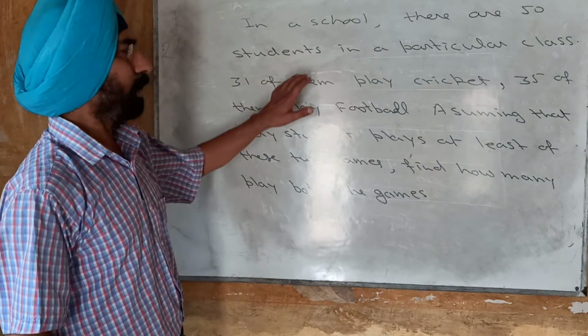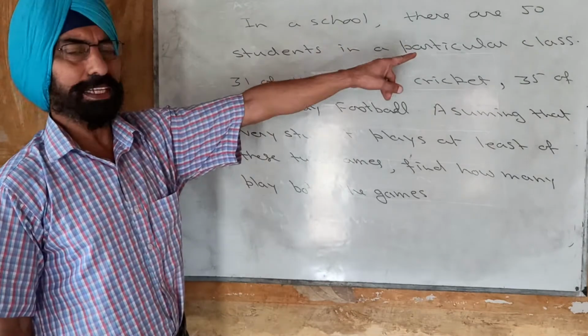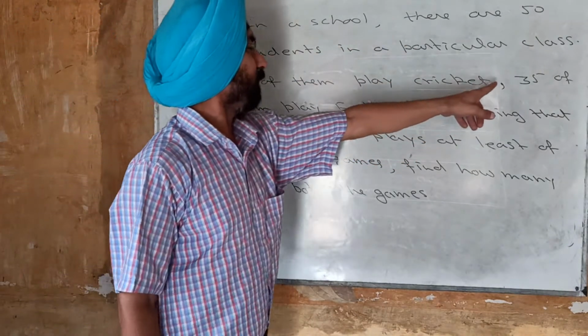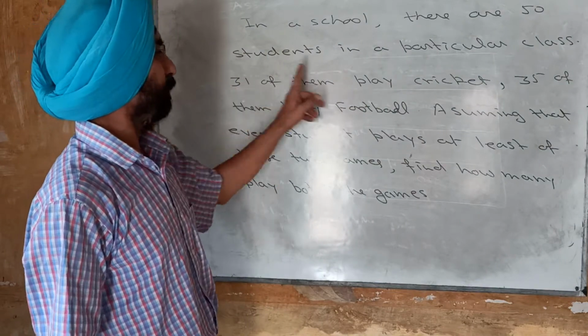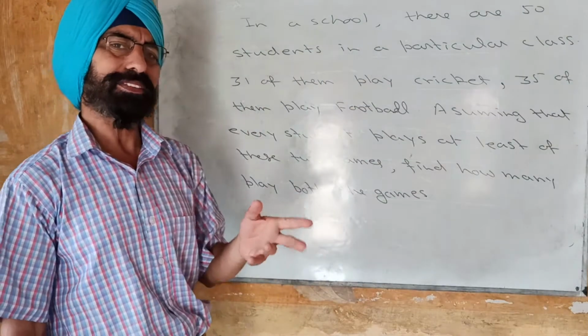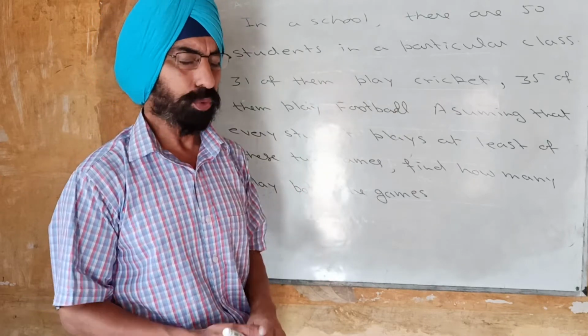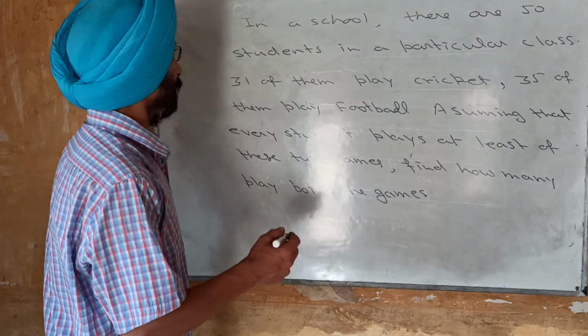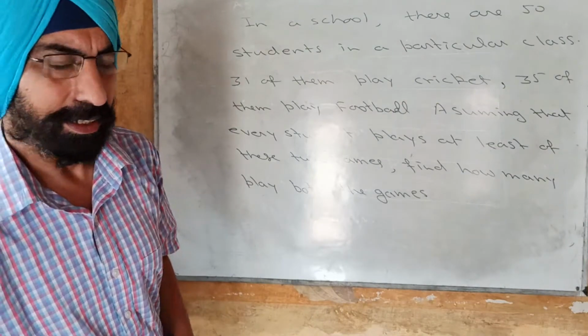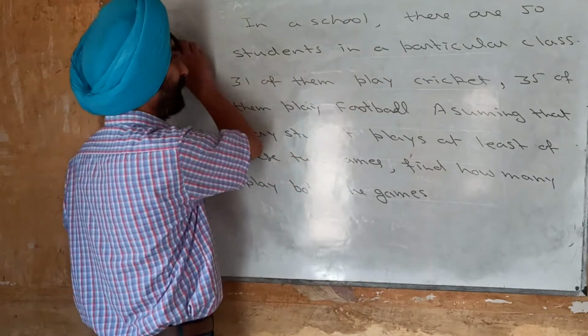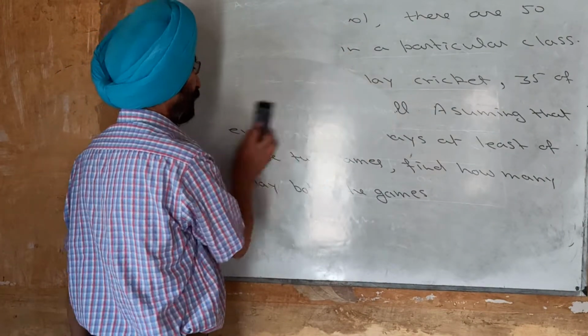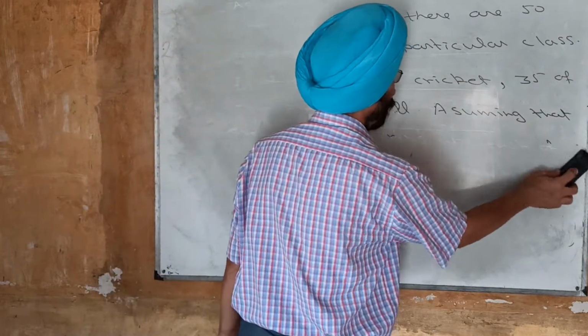Here, the total number of students in the class is 50. 35 of them play football, 31 play cricket, and everyone plays either of the two games. Now, the story is that suppose we construct two sets. I'm writing the statement, keeping in mind the numbers here.